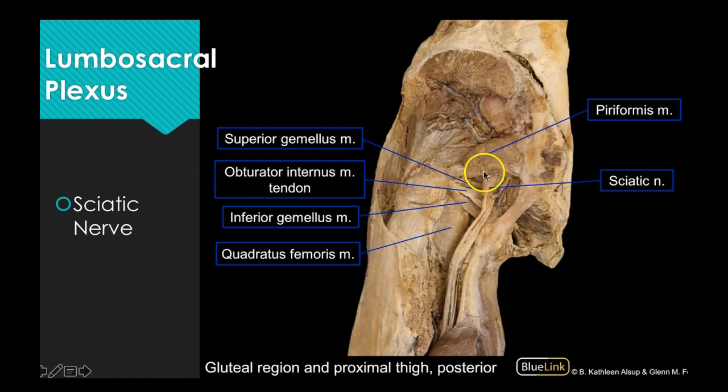And if you look inferior to this muscle, you should see 88% of the time the sciatic nerve coursing inferiorly. So here's our sciatic nerve. It is the largest nerve in our body. And the sciatic nerve is actually made up of a tibial and common fibular nerve that are surrounded by a common epineurium.